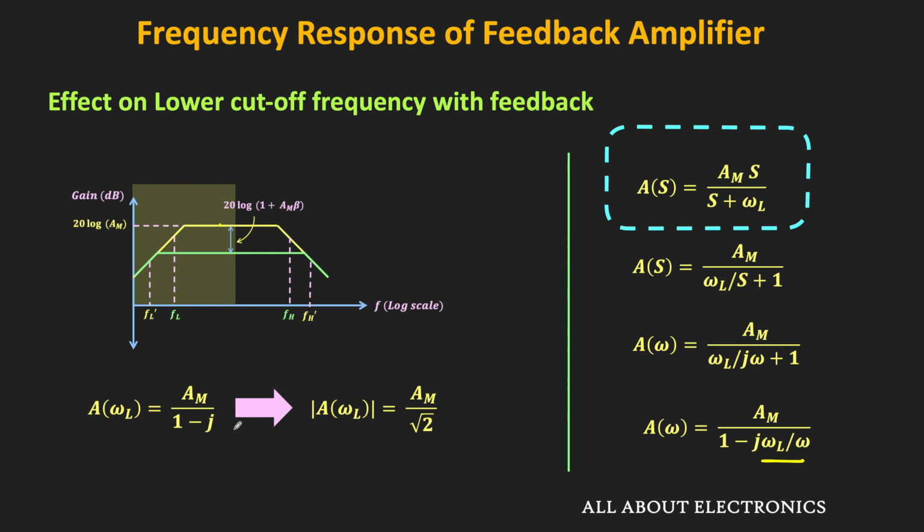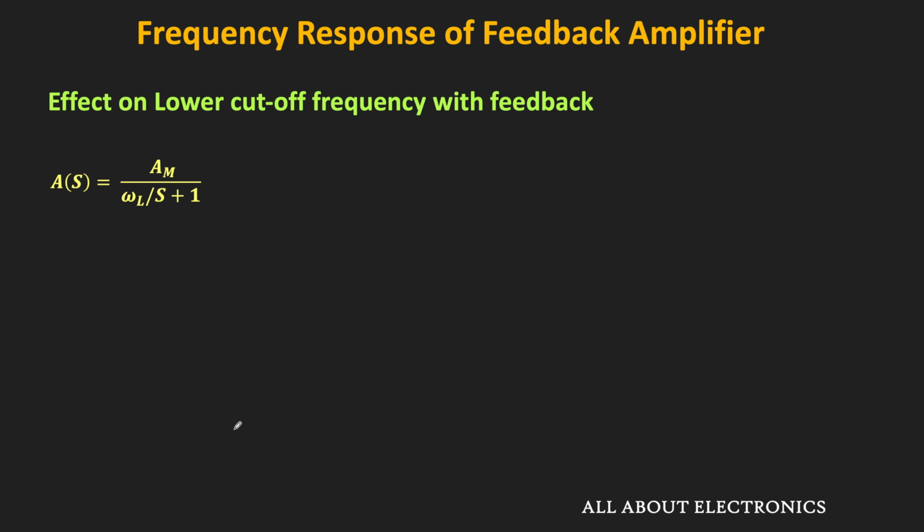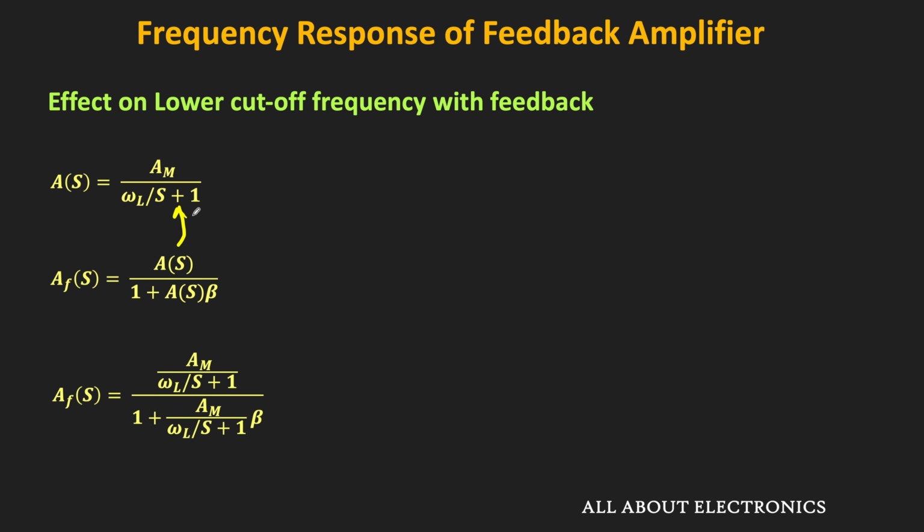So this is the response of the amplifier without the feedback. But now let us see with the feedback how it gets modified. Once again, without the feedback, this is the gain of the amplifier. And with the feedback, it can be given as A divided by 1 plus A beta. So in this expression, now let us put the value of A of S. By putting the value, the same expression can be written like this. That is equal to Am divided by omega L divided by S plus 1, divided by 1 plus Am divided by omega L divided by S plus 1 times beta.